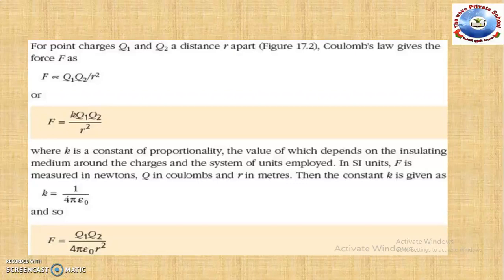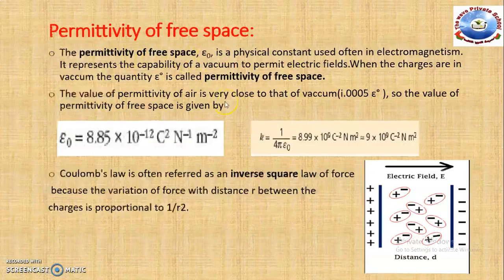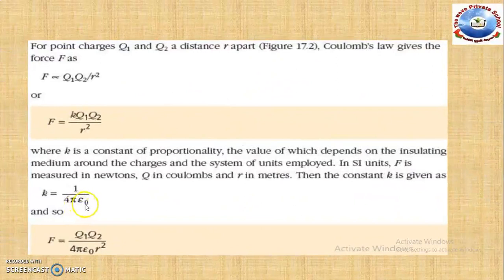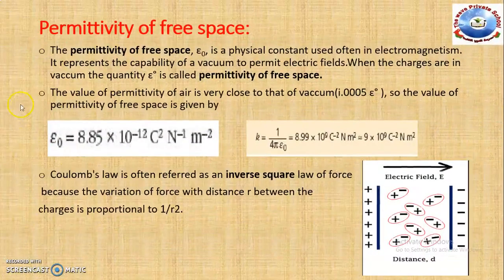If the medium is free space, what is the value of K? We will see this in the permittivity of free space. In 4 pi epsilon naught, this epsilon naught is called the permittivity of free space. It means the medium is free, there is no matter. It is vacuum, and vacuum means there are no particles present.